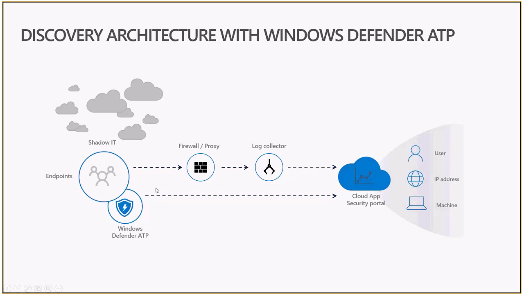And as I said, we now have a native integration with Windows Defender ATP to get visibility on applications that are used outside of your company boundaries. Based on that information, we'll be able to get information on the user, the IP, and the machine accessing those applications, in addition to the volume of those accesses.